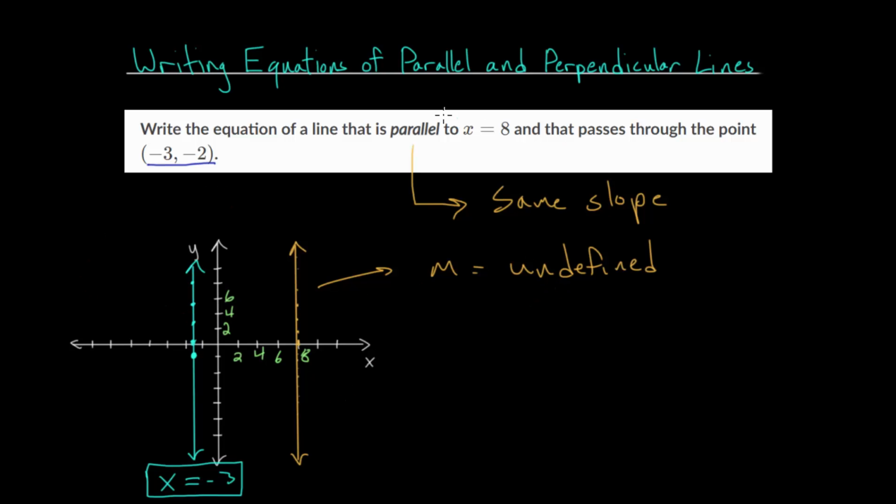And if we had an equation that was just y is equal to something, we would follow a similar process, though in that case, we would have horizontal lines, and the slope would be 0. So maybe it's a little bit simpler. This is one of the more challenging cases. So let's look at a more typical case.